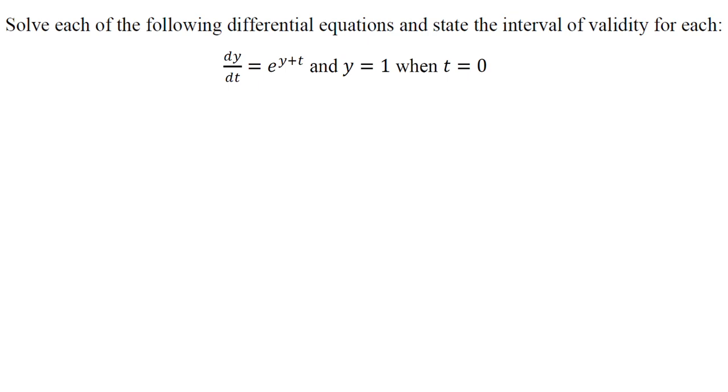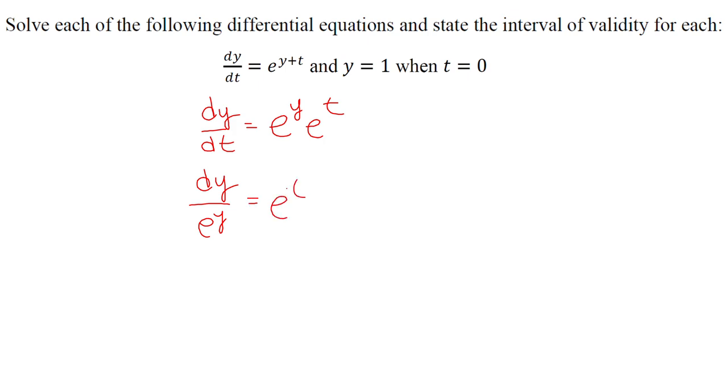All right, for our next one, we've got dy dt equals e to the y plus t, and y equals 1 when t is 0. So once again here, we're going to separate the variables. In order to do that, though, we're going to rewrite e to the y plus t as e to the y, e to the t, using exponent rules. And now we'll divide by e to the y and multiply by dt, and then integrate.